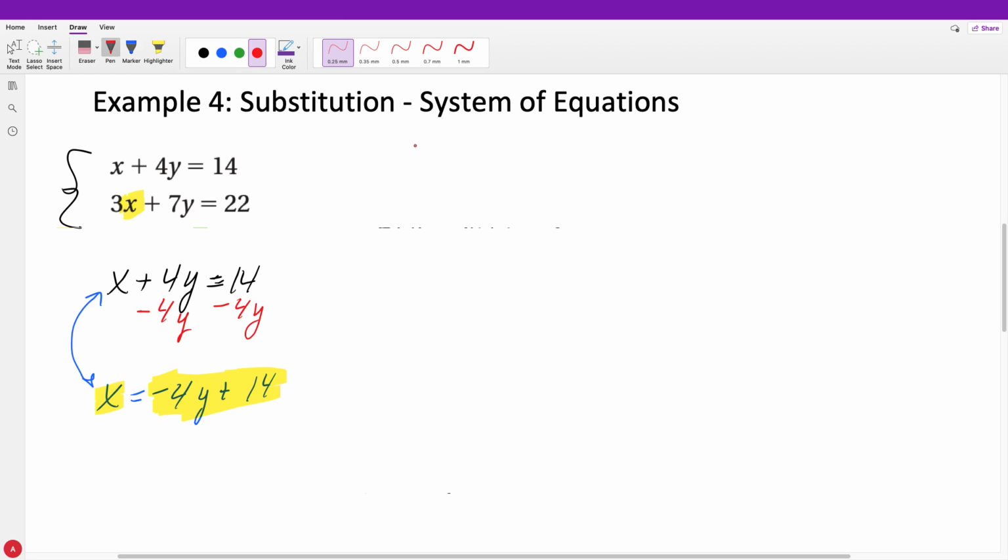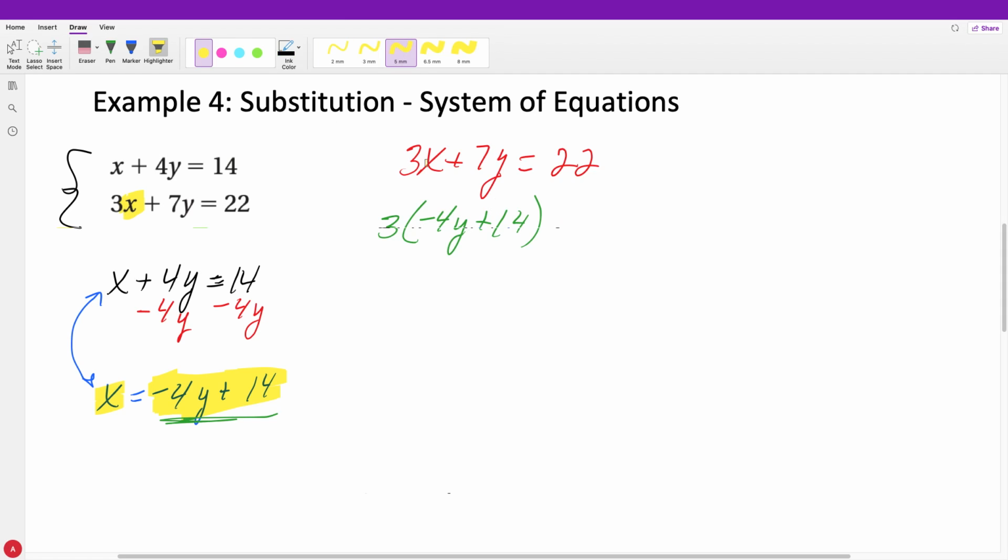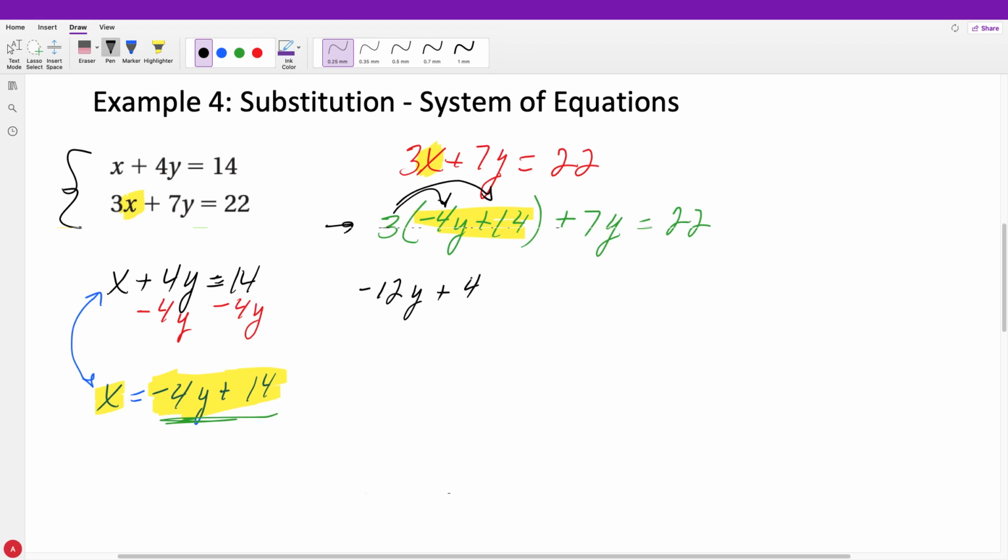All right, so now we take the other equation, 3x + 7y = 22. Instead of it saying 3x, I'm going to write 3 times (-4y + 14), because we know that x here is equal to -4y + 14, so I can substitute it. And now I still have my + 7y = 22. By doing this, I now have an equation that only has one variable, which allows me to solve. So now I'm going to distribute in. 3 times -4 is -12y, and 3 times 14 gives me + 42. And now we still have the + 7y = 22.